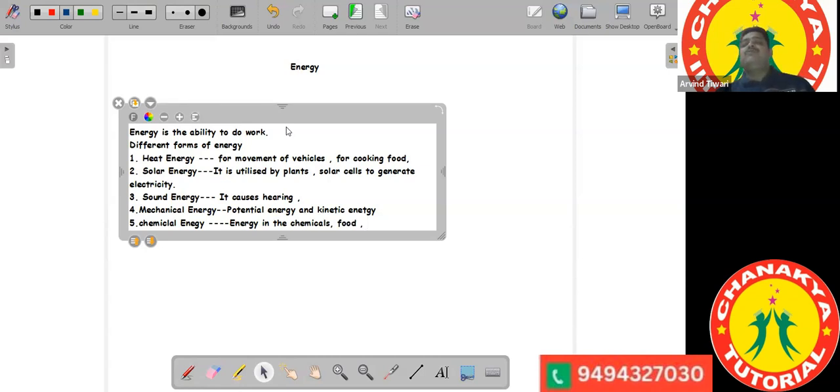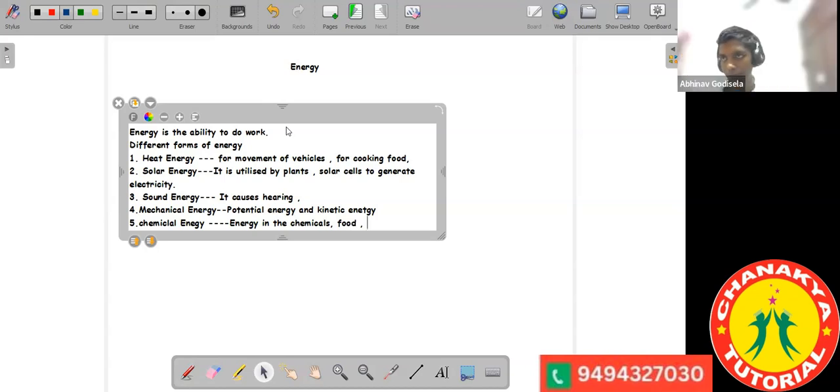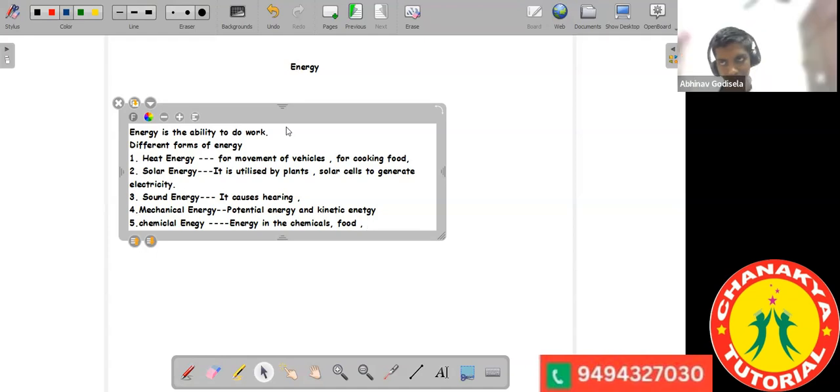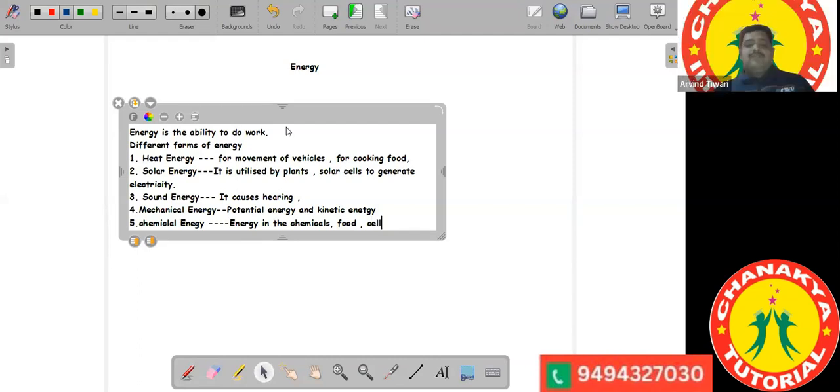How can we say that the food is able to provide us energy? See, the food we eat has chemical energy stored in it. When we eat that food, we digest it, and from the food, the chemical bonds break to release energy. So we can say that the energy is stored in the form of chemicals in the food.